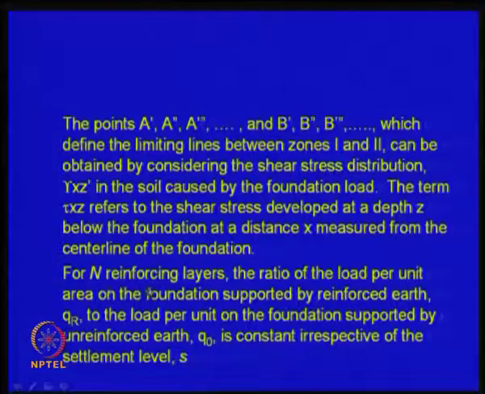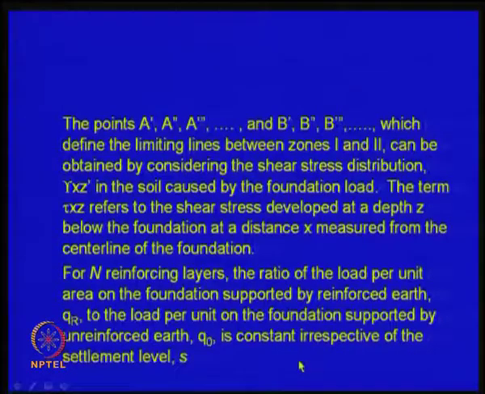Another important thing that we would like to assume is this one assumption that we will make: for n reinforcing layers, the ratio of load per unit area on the foundation supported by reinforced earth to the load on the foundation, the actual old one. Bearing capacity initially is Q naught, now you would like to improve it to QR. For example, earlier it was 10 ton per meter square, you would like to make it 30 ton per meter square, at the same settlement.